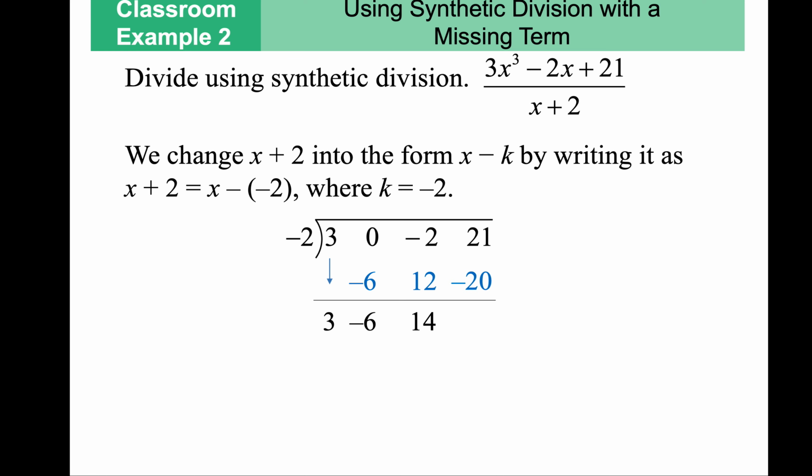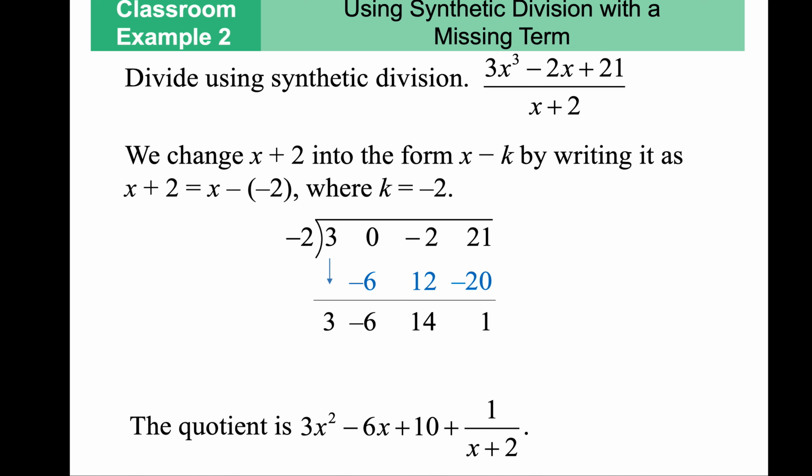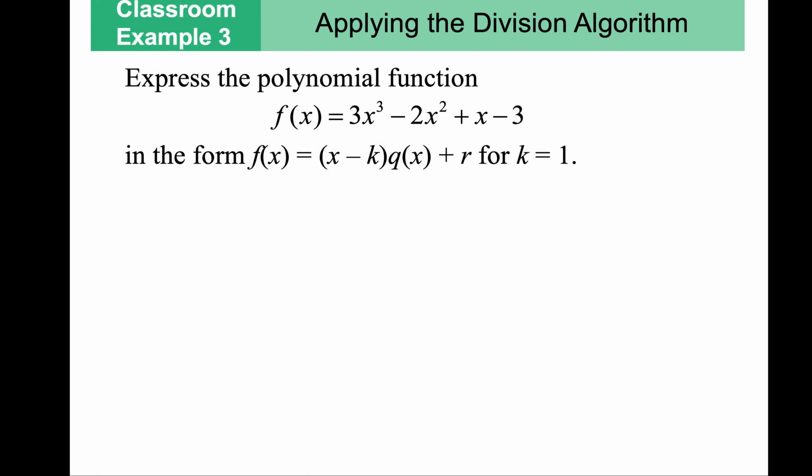10 times negative 2 is negative 20, which leaves me with a remainder of 1. So this should be 3x squared minus 6x, that should be a 10, remember from the error, plus 1 over the remainder. So I have 1 over that. Now notice, this does not have an x squared term, but when I actually divide it, there is an x term and an x squared term. So try not to make a rule or a pattern with that, because there isn't one.